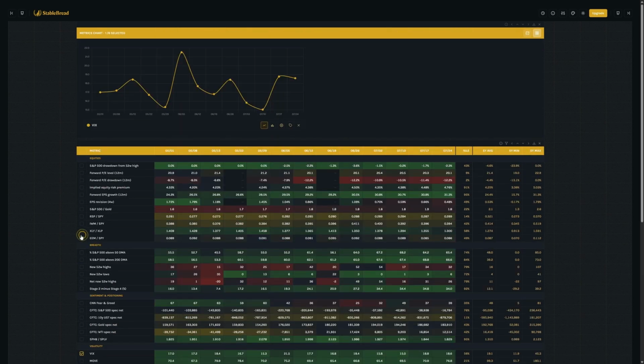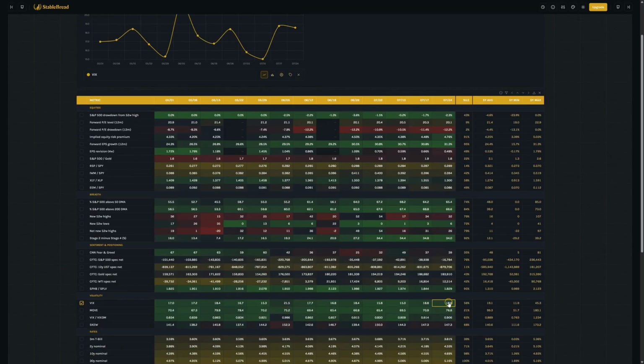The VIX, which we touched on before, is how much the market expects the S&P 500 to swing over the next 30 days. So below 15 is calm, 15 to 20 is relatively normal, and above 25 means real fear is being priced in. We also have the MOVE index.